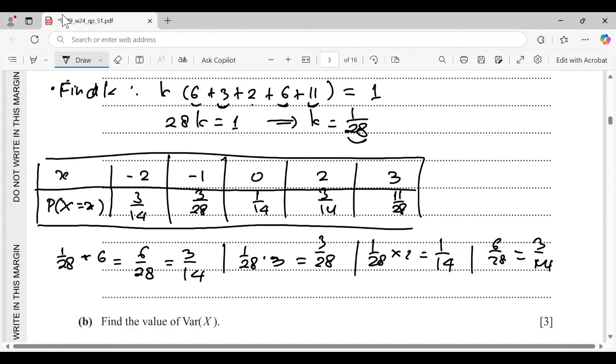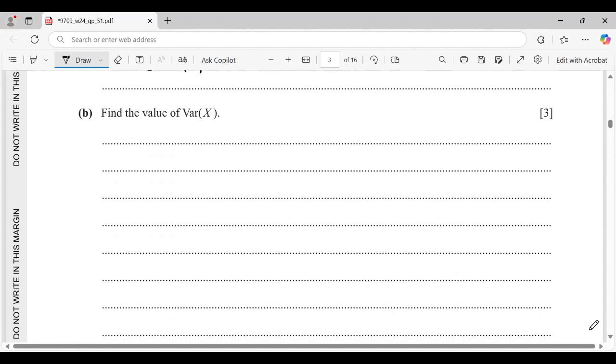Okay, next, continue. The next question B, find the value of variance x. Go down. For the variance x formula is E(x squared) minus E(x) squared, like this. So I would like to find E(x) first.